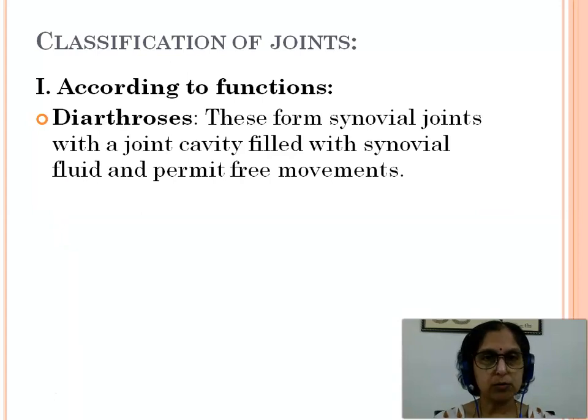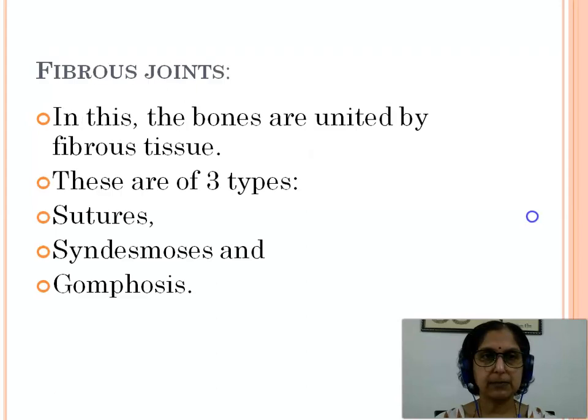Whereas diarthrosis forms synovial joints with a joint cavity which is filled by synovial fluid, and it permits free movements. So freely movable joints are diarthrosis. Now let us study the different types of fibrous joints. In fibrous joints, the bones are united by fibrous tissue, and there are three subtypes here: sutures, syndesmosis, and gomphoses.